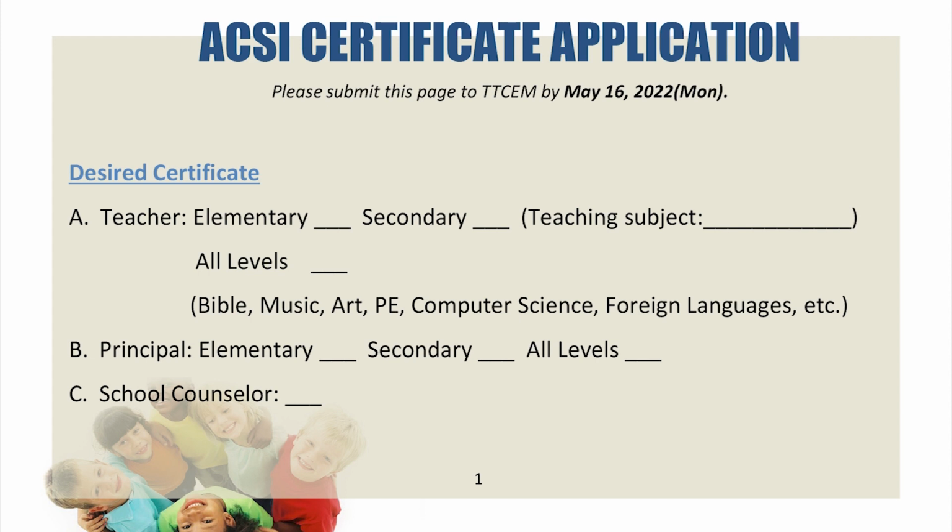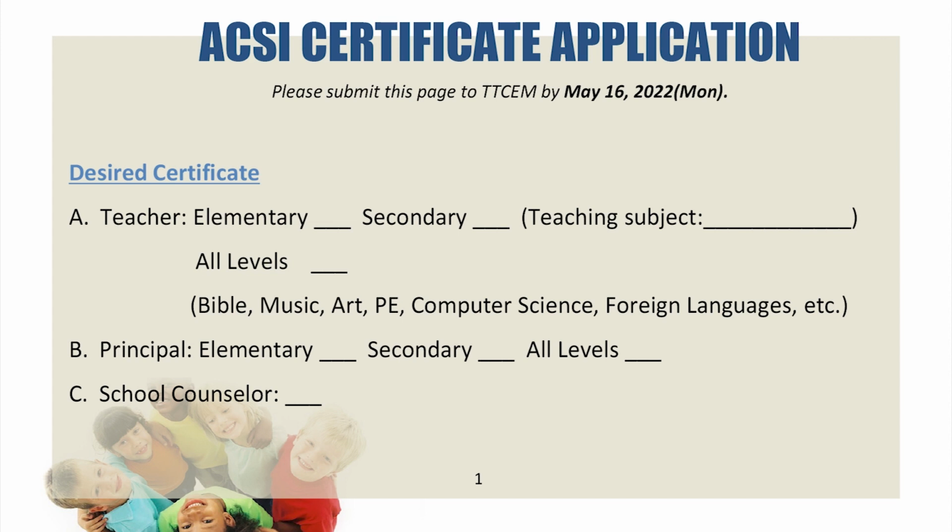And for the principal certificate, you have the freedom to choose whatever you want: elementary, secondary, or all levels. But please remember, in order to get all levels, you need to take more courses, and there are some more requirements for that one. And number 1, the teacher certificate, is a little bit complicated, but I want you to remember one thing.